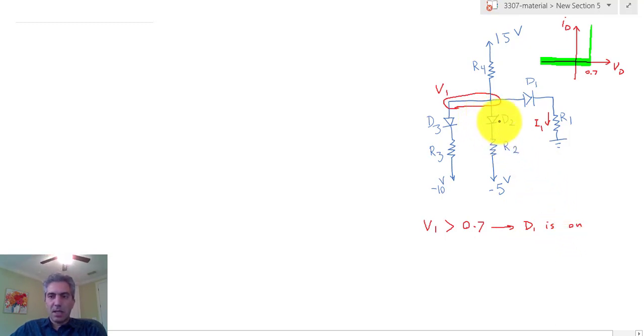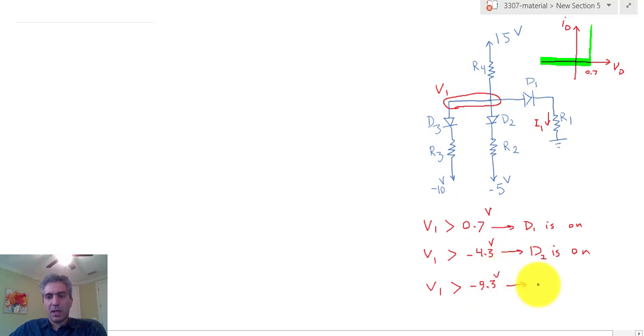Now, the same thing you can say about D2, but this time V1 has to be anything greater than -5 plus 0.7. For the first one it was 0 plus 0.7 to turn on. For D2 it would be -5 plus 0.7, which is -4.3 volts, and this is going to guarantee that D2 is on. And finally, for D3, V1 has to be anything greater than -10 plus 0.7, which is -9.3 volts, and that guarantees that D3 is going to be on.